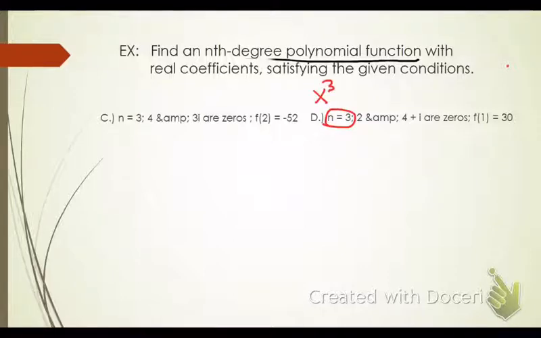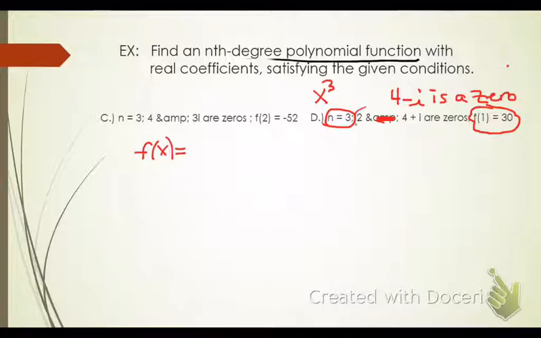Now we know that 2 and 4 plus i are zeros, and if 4 plus i is a zero, so is 4 minus i. You're never going to be told both imaginary zeros, you have to recognize it. And then in the end, we have to satisfy this given condition. We'll worry about that when we're done. So we're going to start out by writing our function.